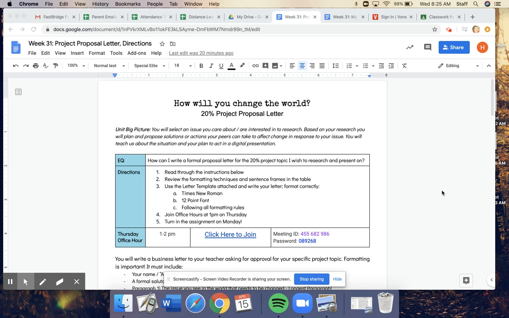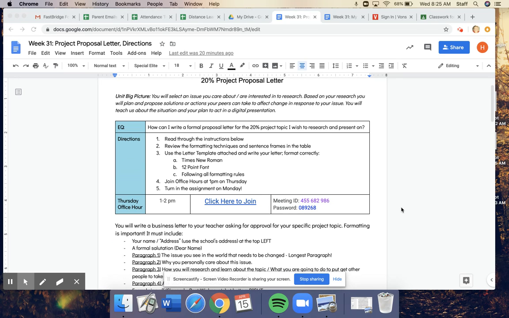Good morning, everybody. Today, you are going to continue working on your 20% project and trying to change the world. That actually reminds me a little bit of Pinky and the Brain, but nonetheless.